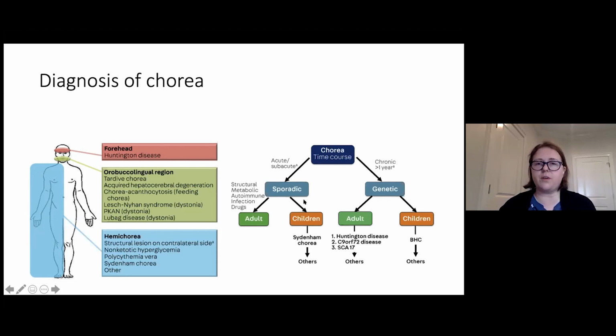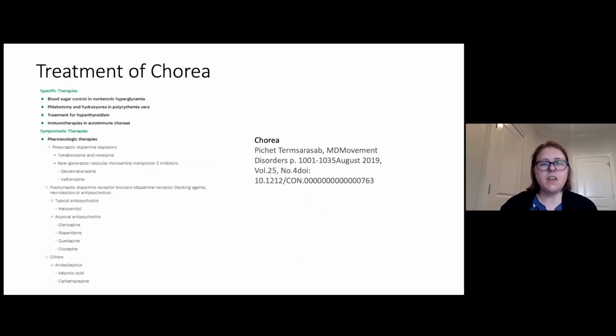Here's a flow chart for going through causes of chorea. But again, I would just stress that the list of differential diagnoses here is very, very long. So I think as an internist, the key would be to recognize that the movement is chorea and then refer to a neurologist. These are the treatments for chorea for your reference. The main two are dopamine depleters, so tetrabenazine and reserpine, and newer generation VMAT2 inhibitors, deutetrabenazine and valbenazine, that work a little bit better. If those don't work, you can also use antipsychotics.